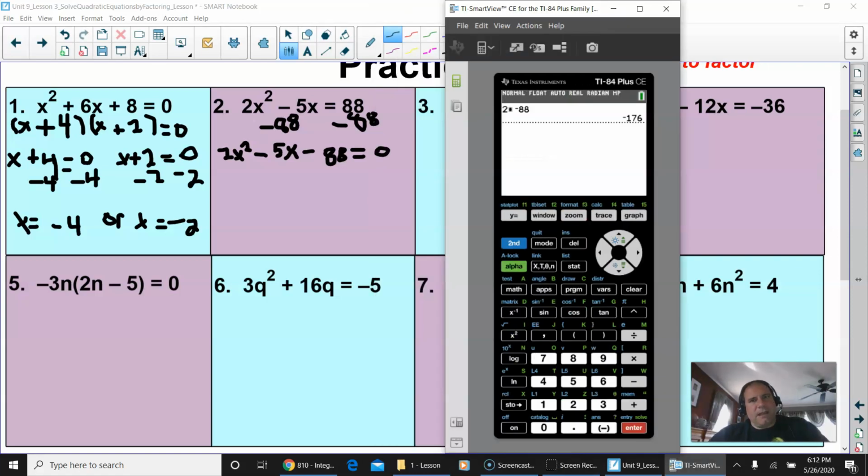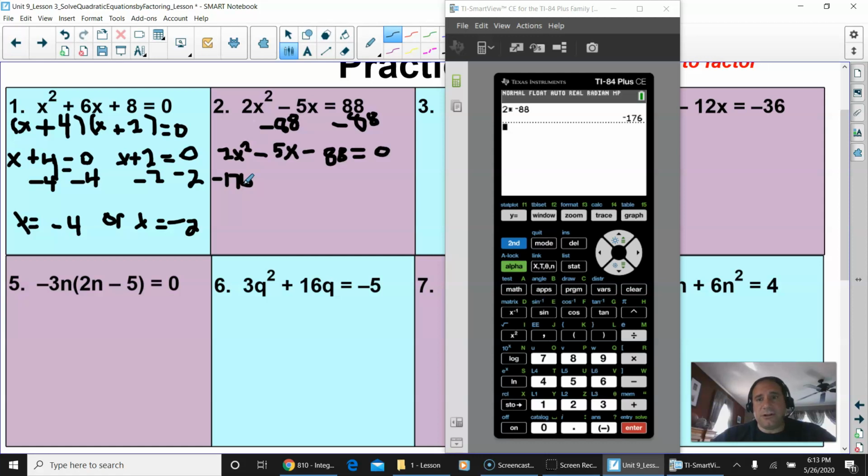So I brought up my calculator. 2 times -88. And remember, it's A times C. So I get negative 176. And you know what? That is really, really difficult to go ahead and find factors of.